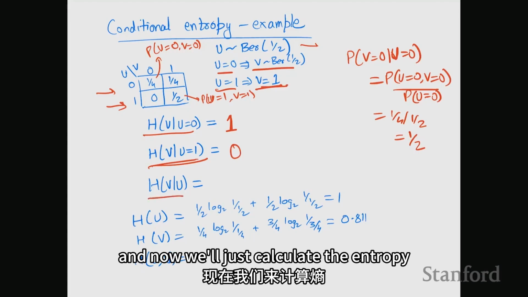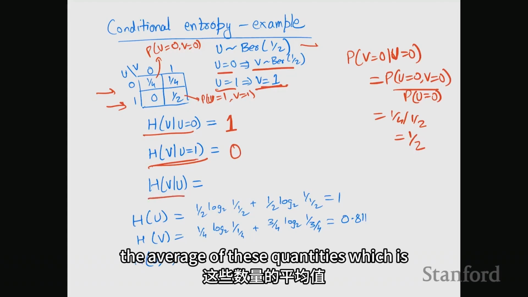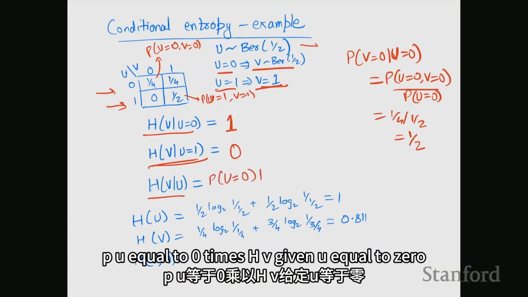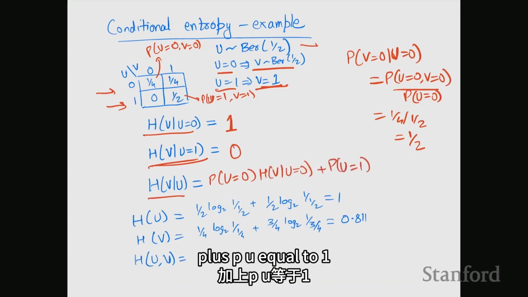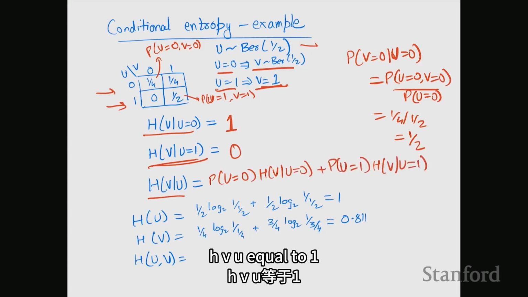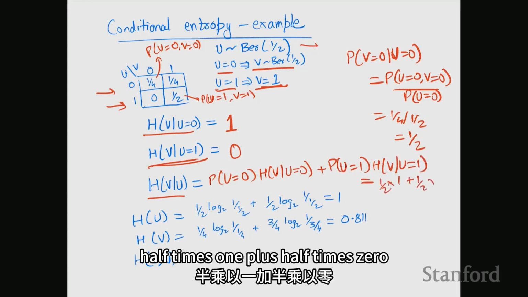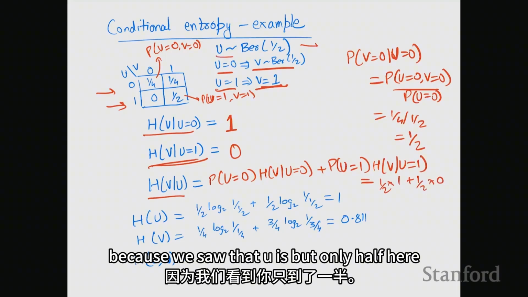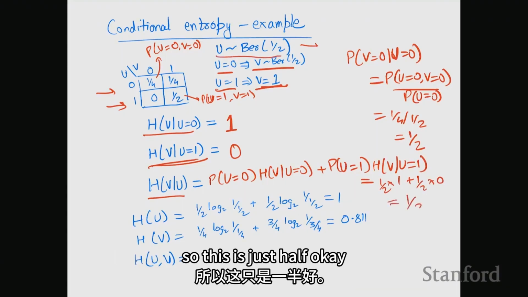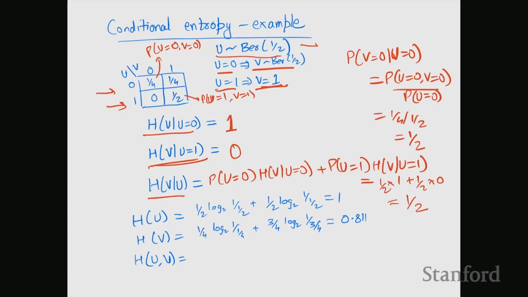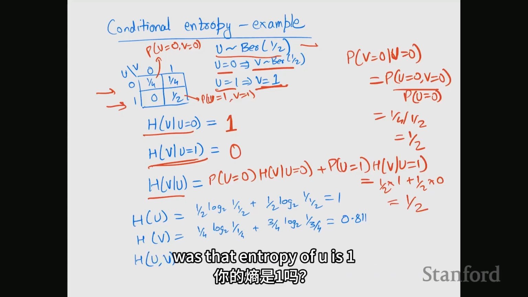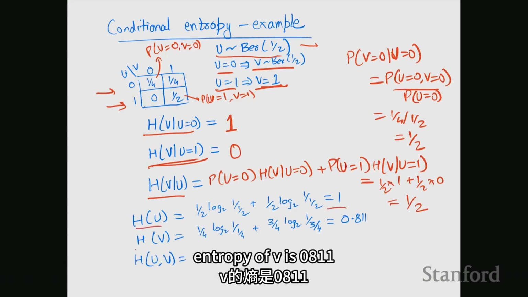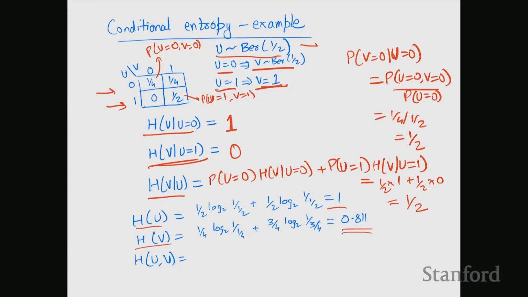And now we'll just calculate the conditional entropy, the average of these quantities, which is P(U equal to 0) times H(V given U equal to 0) plus P(U equal to 1) times H(V given U equal to 1), and then you can do half times 1 plus half times 0, because we saw that U is Bernoulli half here. So this is just half, okay. And a few things I computed at home: the entropy of U is 1 because it's Bernoulli half. Entropy of V is 0.811.